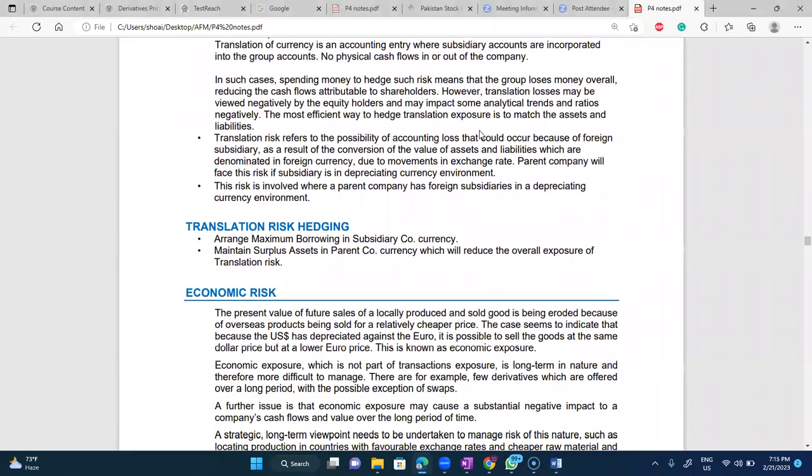Arrange maximum borrowing in the subsidiary currency, because in a depreciating currency environment, if you convert the subsidiary assets into parent assets, you will face a loss. But when you convert the subsidiary liability into parent liability in a depreciating currency environment, you will get a gain. So your loss will be partially offset by this. So these are the two solutions.